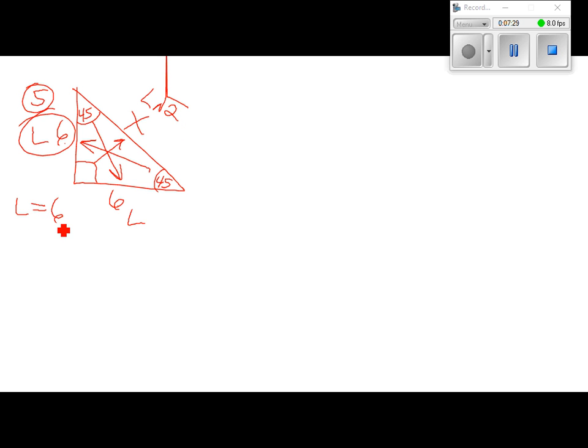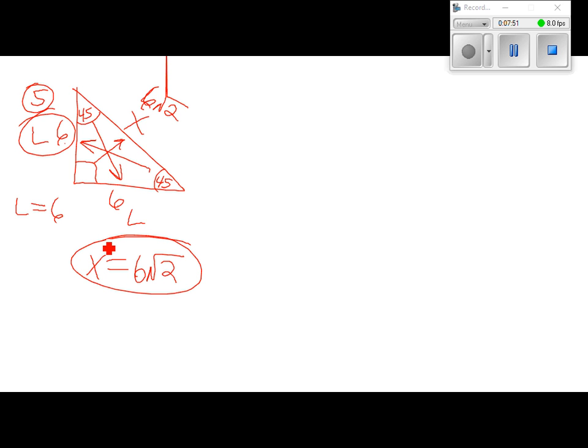Nothing to solve there, so anywhere we see L, we can stick in 6. So right over here in place of L, we're going to stick in 6. And that tells us that X has to equal 6 times the square root of 2. If you use sine, cosine, or tangent, you get the decimal answer, and I'll know what the decimal answer should be if you want to do it that way.